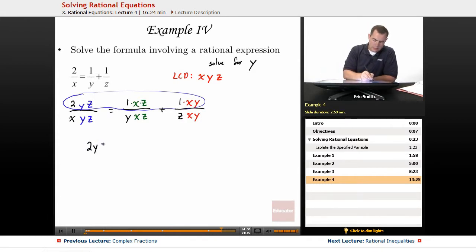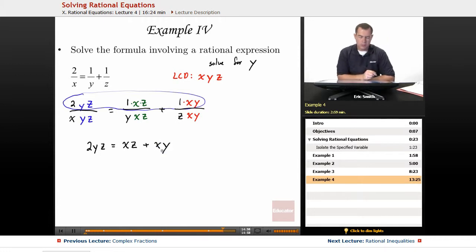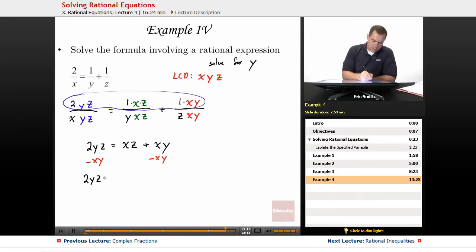So 2yz equals 1 times x times z, that would just be xz, plus xy. Okay, so we're trying to get these y's isolated and all by themselves, and it looks like we have two of them, one on the left side and one on the right side. So let's get them on the same side by subtracting an xy from both sides. 2yz minus an xy.